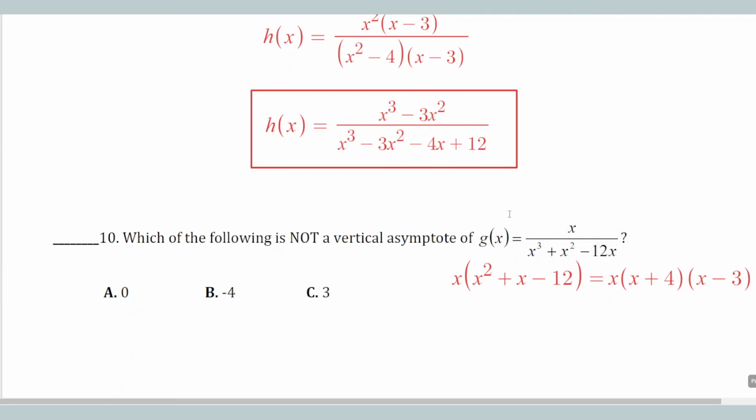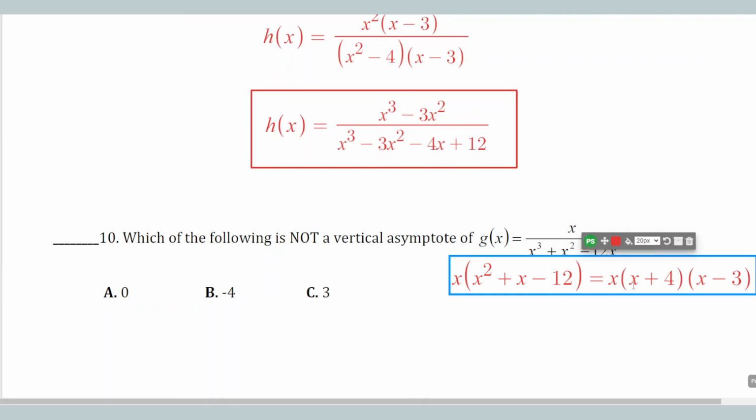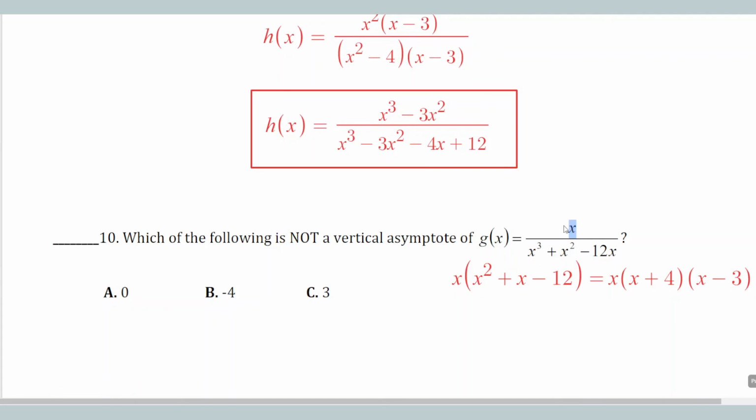Excuse me. Okay, so looks like I'm going to have vertical asymptote for sure at -4 and positive 3. So you might be wondering, well, hey, 0 should be a vertical asymptote too. But no, the numerator also has x. So at x equals 0, we actually have a hole instead of a vertical asymptote. So that's going to be our answer here.